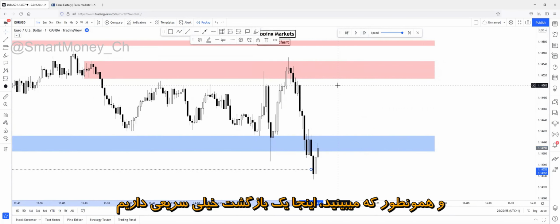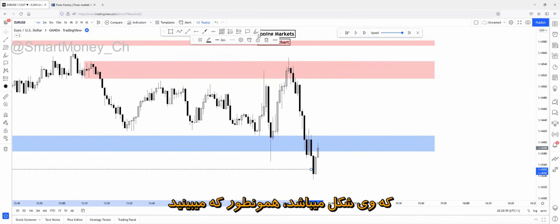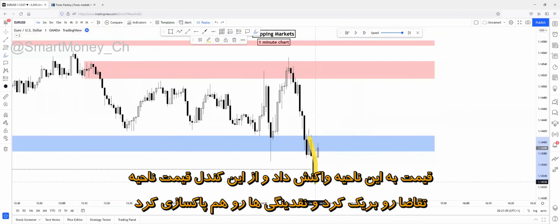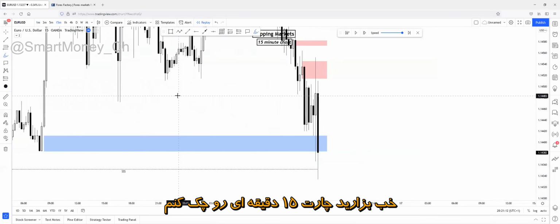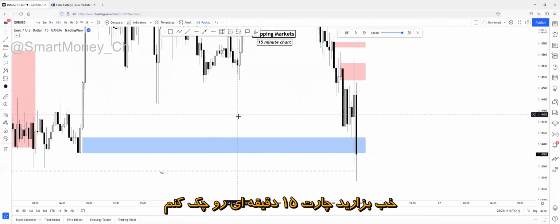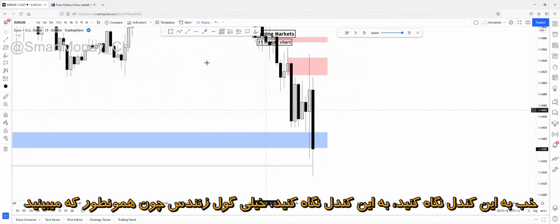So as you can see, there's an aggressive rejection and V-shaped recovery. As you can see, this was a reaction on this demand zone. From this, price broke below this demand zone, swept the liquidity to the downside, and here's a huge rejection, a V-shaped recovery after this sweep of the liquidity. So let me just check the 15-minute chart. I've already seen that. Yeah, let's take a look at this candle.